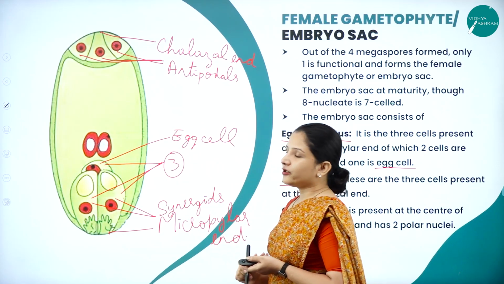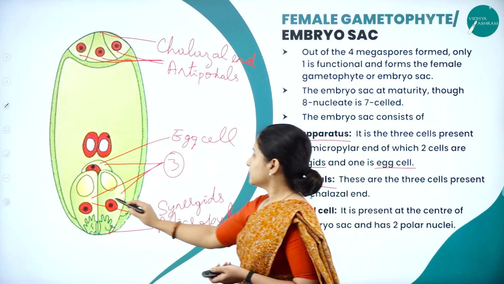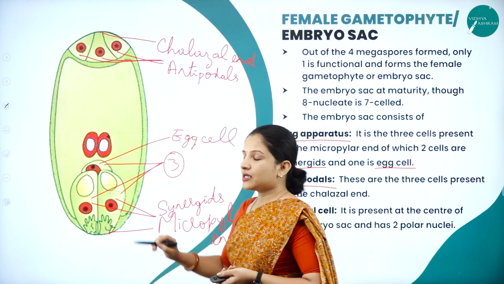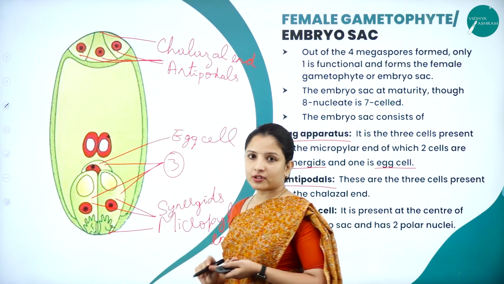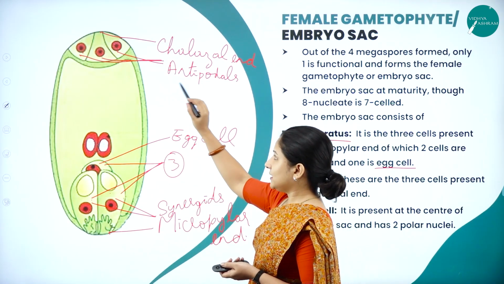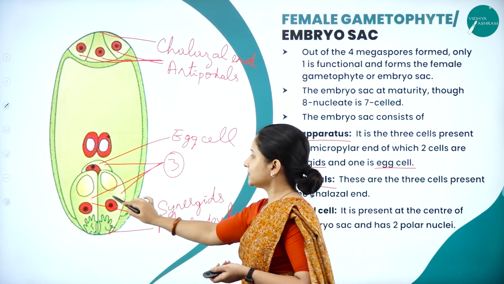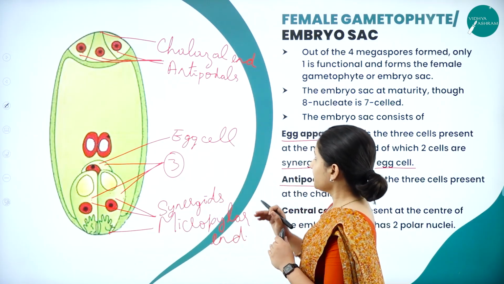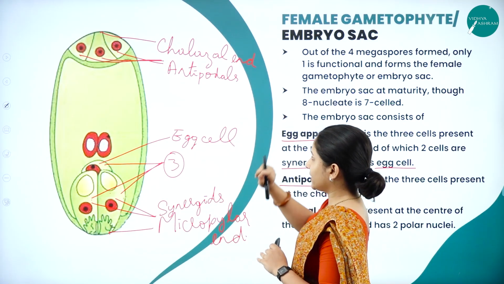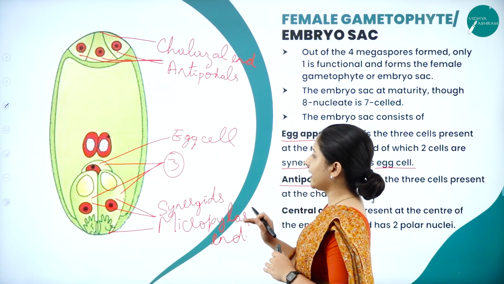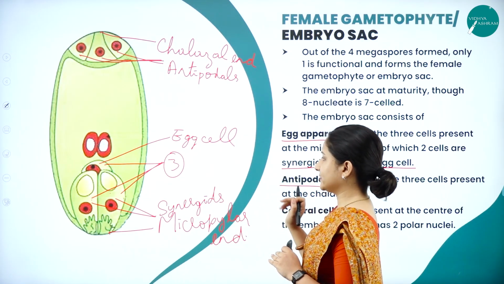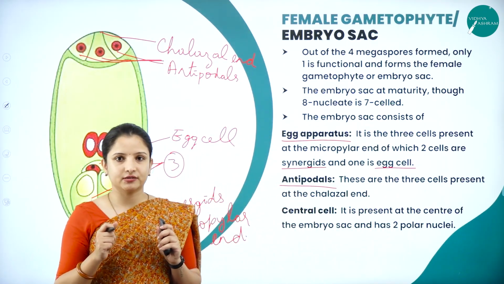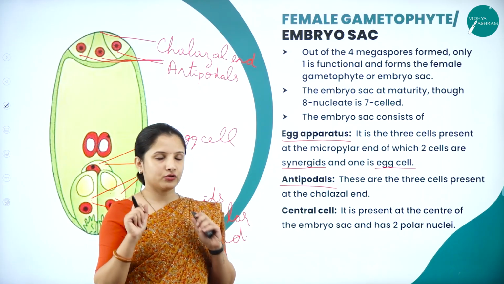Now together, how many cells are there? 1, 2, 3, 4, 5, 6 cells, each cell having 1 nucleus. So totally 6 cells, totally 6 nuclei, right? So here the chalazal end has 3 antipodals and the micropylar end has 2 synergids and 1 egg cell. So altogether we have 6 cells and 6 nuclei. So it is 6-celled, 6-nucleate, right?